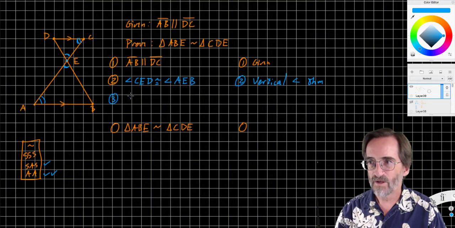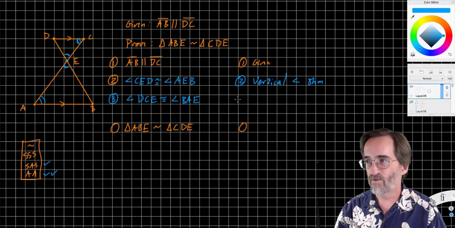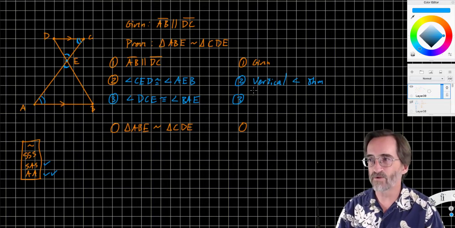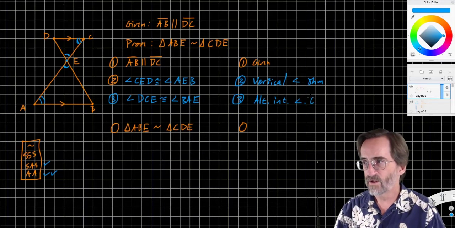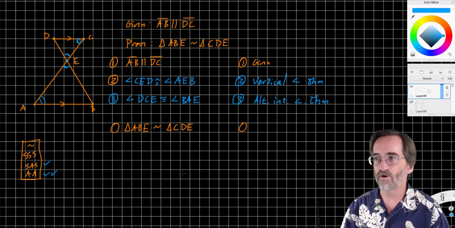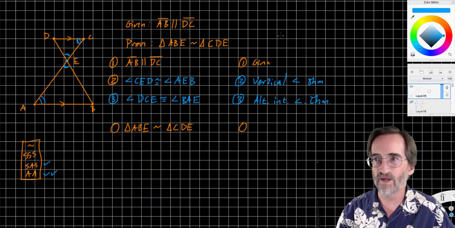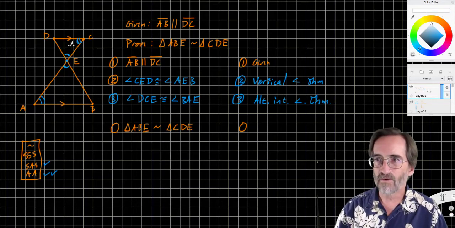So step 3, angle DCE is congruent to angle BAE. How do I know? Because alternate interior angles are congruent when lines are parallel. This is known as the alternate interior angle theorem, using abbreviations. Alternate interior angle theorem. And now we've got it, I think. We've got an angle congruent to an angle. We've got an angle congruent to an angle. So I've got two pairs of congruent angles.